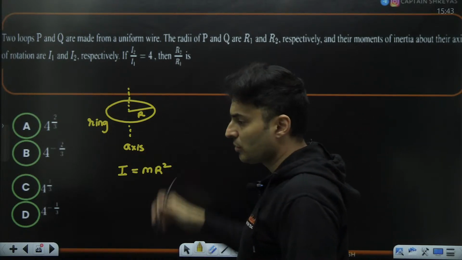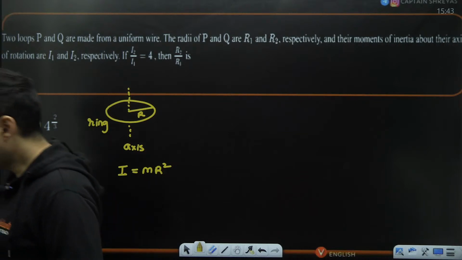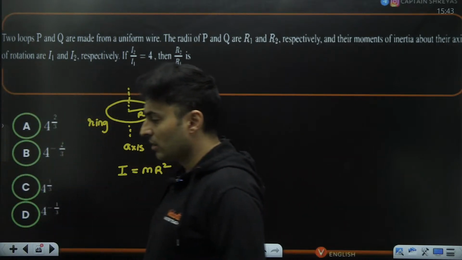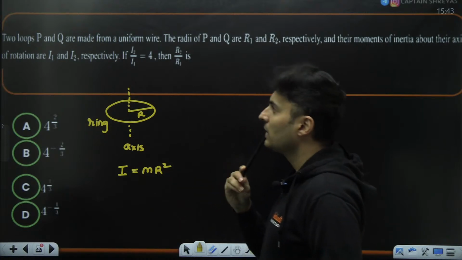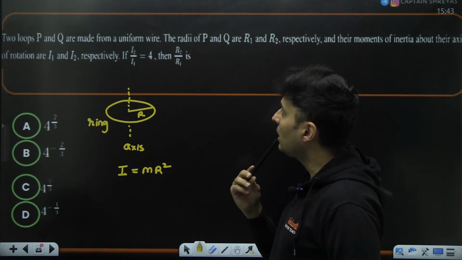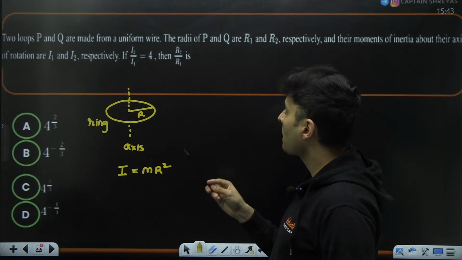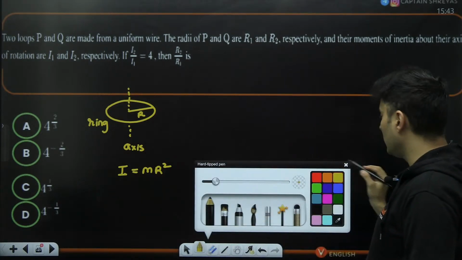So what are you going to do, guys? What is the formula for moment of inertia? But we have seen that masses, will it be the same? Because radii are different, so I think masses will be different here.